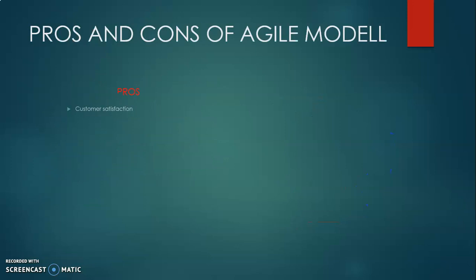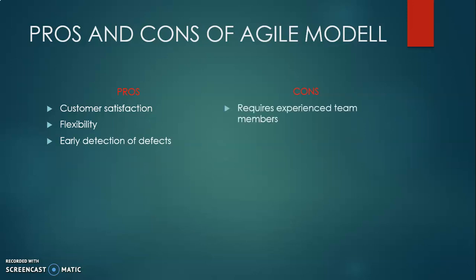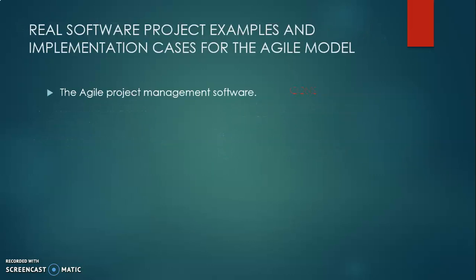So the pros and cons. Pros: customer satisfaction, flexibility. That means at any point in time of the software development cycle, a consumer or a customer, a stakeholder, is allowed to make changes, and the changes will be implemented accordingly. We have early detection of defects. And the cons: it requires experienced team members, highly skilled human resource, difficult to measure progress, potential for scope creep. Then we have a real-life implementation, the agile project management software.